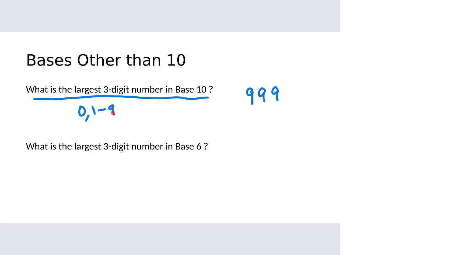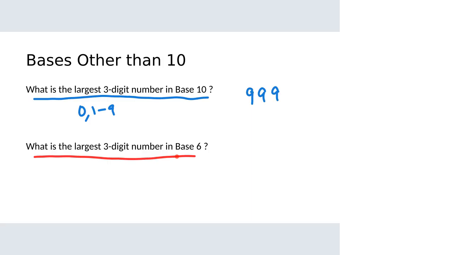With that in mind, and now we're taking a little bit of a step forward, keeping the pattern in mind, what would the largest three-digit number be in base 6? Very good, Joanne. Great, Will. Yes, Madison, you're exactly right.